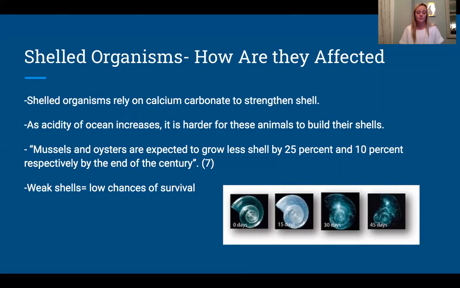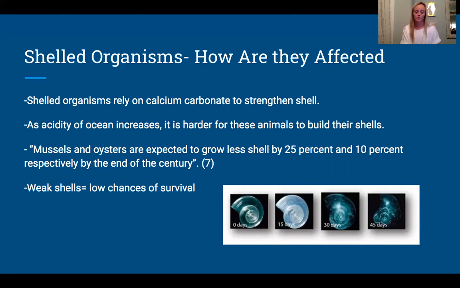When these mussels and oysters don't have the shell they properly are used to, they cannot provide the way they usually do. They are not healthy. They cannot survive, so they end up dying. Once again, weak shells equal low chance of survival. When they're so focused on reconstructing their shell, they're less focused on providing for themselves, finding food to eat, reproducing. So they end up dying, and this has a huge effect on the food web.